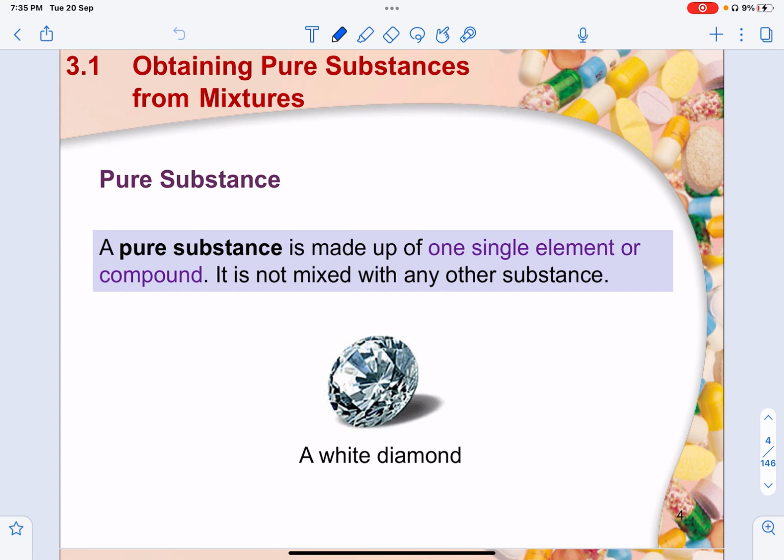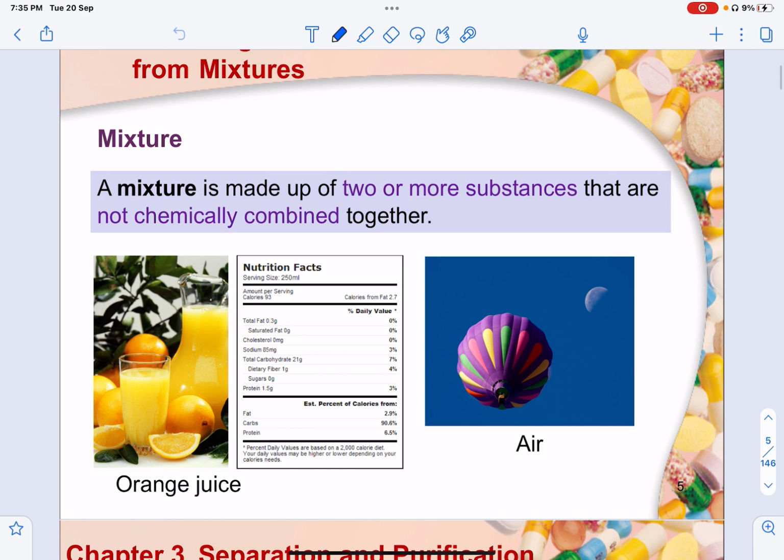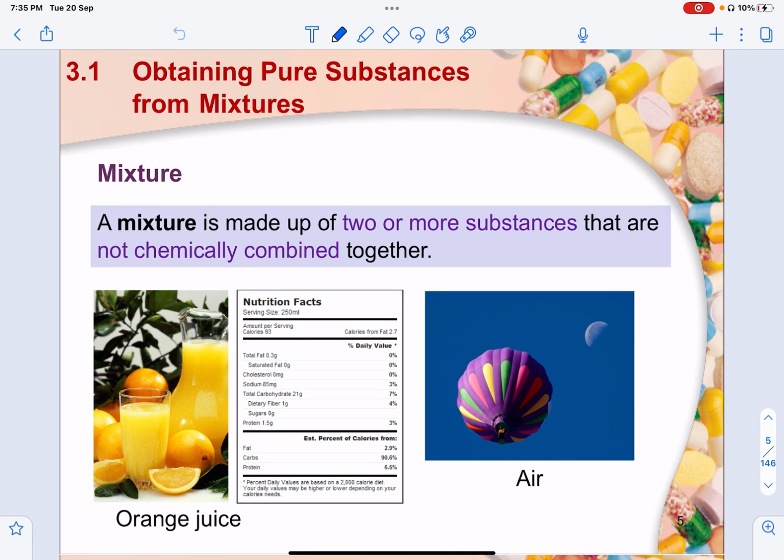The other one is compound, but if it's a compound, it must already have some chemical bonds attached to make it into a compound. So a mixture is generally made up of two or more substances that are not chemically combined together. Some examples of mixtures are your orange juice, where you could see from the nutritional facts, it is made up of different items. For example, it may have carbohydrates, and it may even have some of the compounds of the orange in it. So together as a whole, they are a mixture.